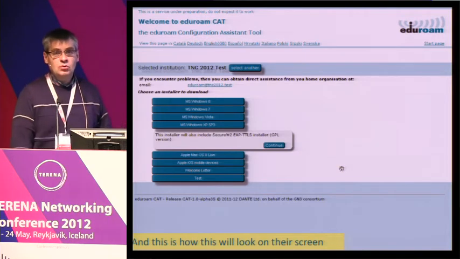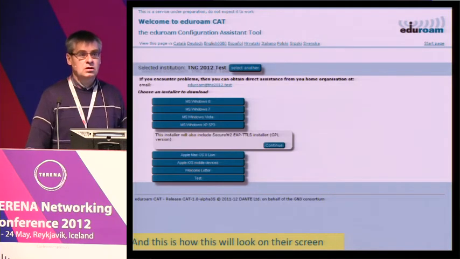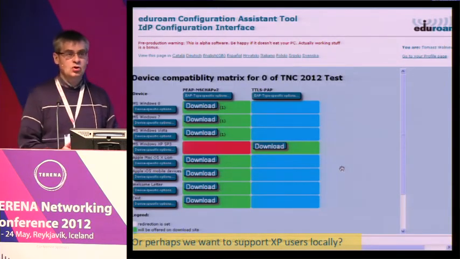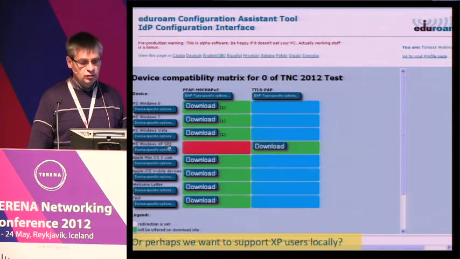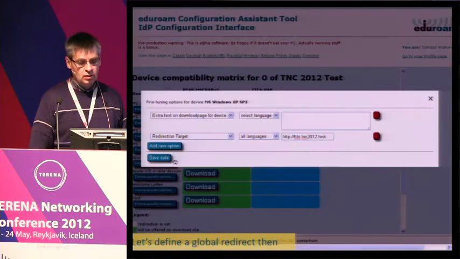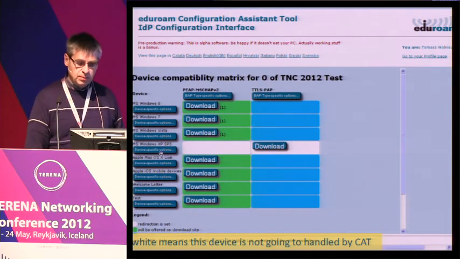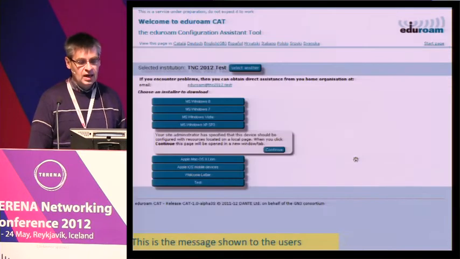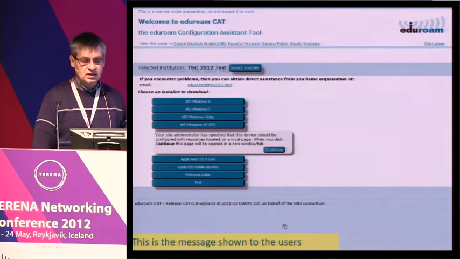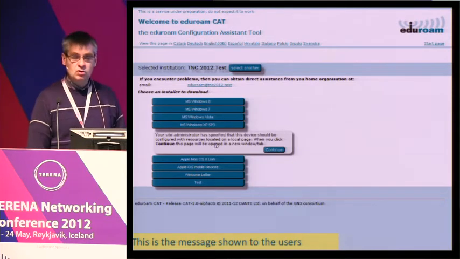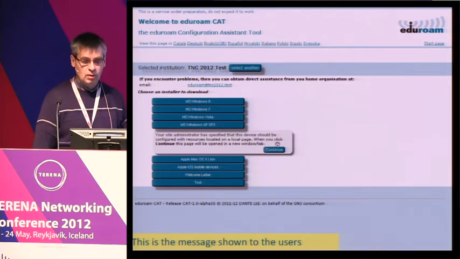But maybe we don't actually want XP users to use CAT at all. Maybe we have a better option at home, let's say. So maybe we want to redirect all our users directly to our own home site. We can do this as well by adding a redirection target. We just put a URL, save it. The white here shows that this particular device is being redirected, and then if the user clicks that, he gets the message that rather than getting something out of CAT, he will be redirected to a local website as configured by the local administrator.